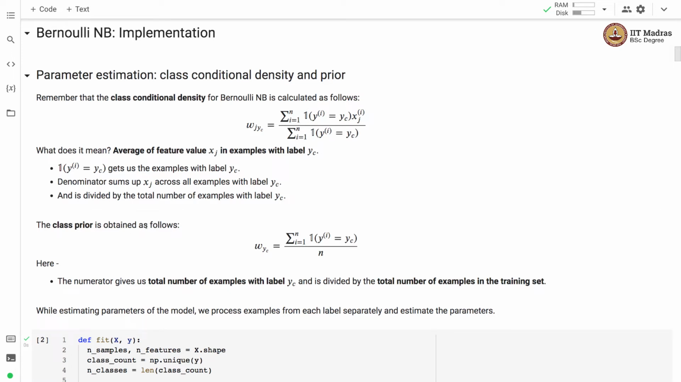Then the class prior is obtained as follows. The class prior is w_yc, the prior for class yc. It is obtained as the ratio of the total number of examples with label yc to the total number of examples in the training set. So the numerator gives us the total number of examples with label yc, and we divide it by the total number of examples in the training set.